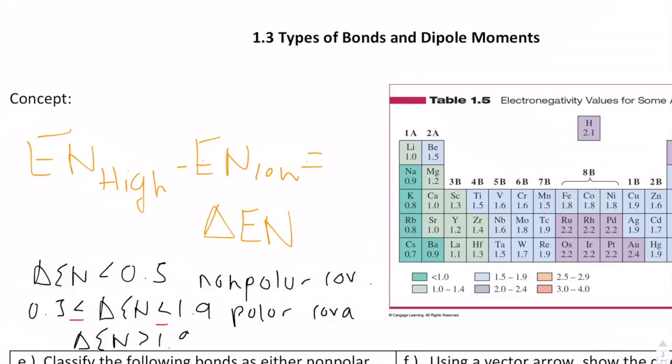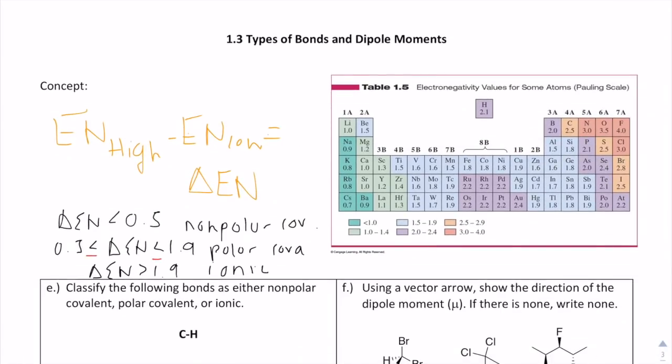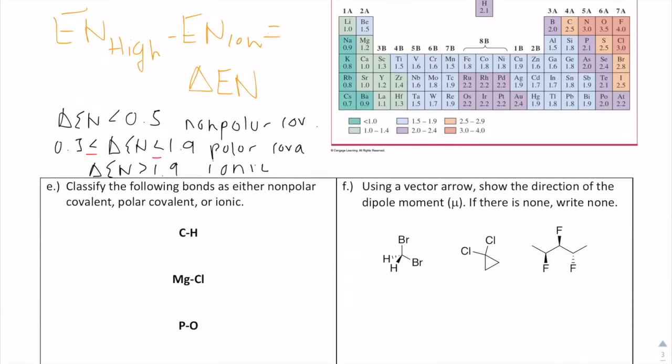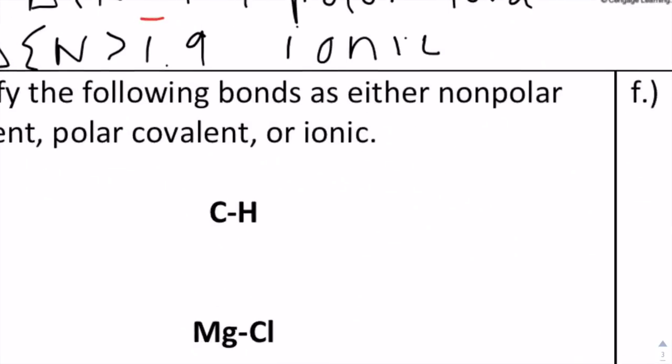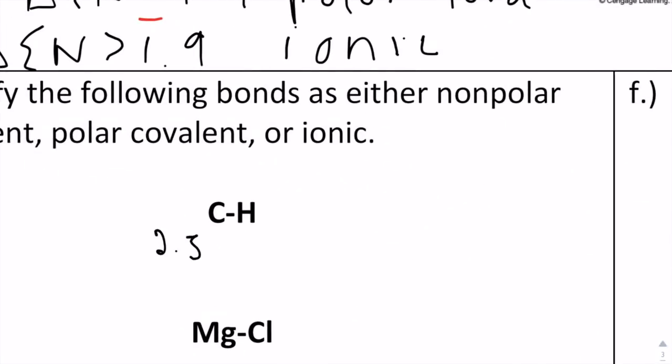Okay? And then if your delta EN value is greater than 1.9, we're going to call that an ionic bond. Okay, this is pretty self-explanatory. All you have to do is subtract the lowest from the highest. So for the first one, classify the following bonds as either nonpolar covalent, polar covalent, or ionic. Carbon is going to be 2.5, and hydrogen is going to be 2.1. So 2.5 minus 2.1 is going to be 0.4. 0.4, according to our values, is less than 0.5, so we're going to call this bond nonpolar covalent.